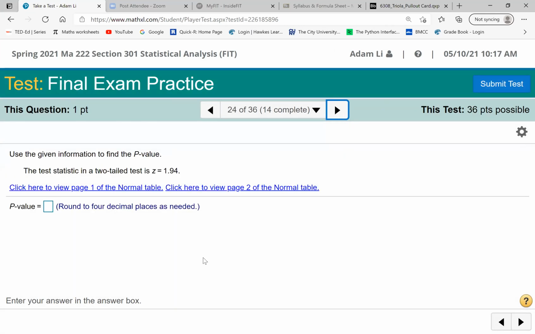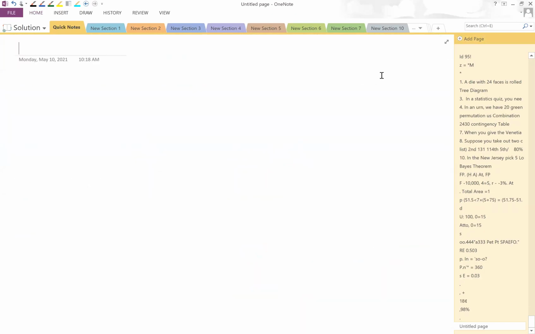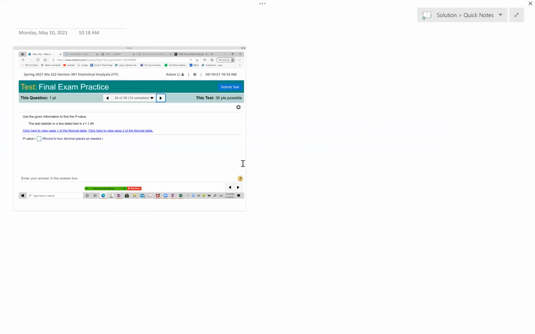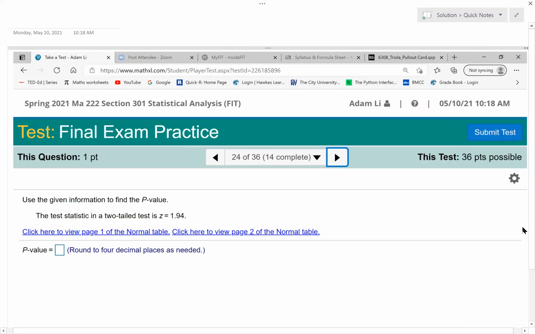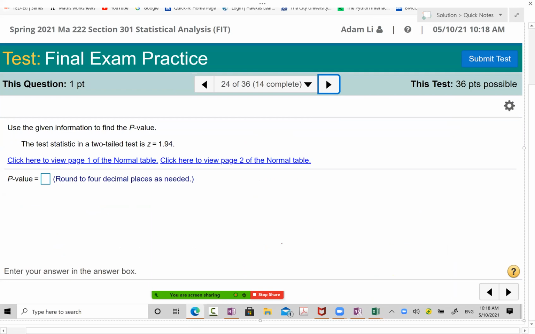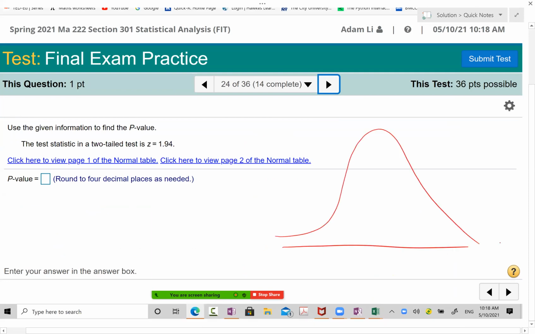And question 24, given the information, we need to find the p-value. The test statistic in the two-tailed test is z equal to 1.94, and we want to find the p-value. Basically, you want to find the probability on both tails, because it's a two-tailed test. So the one on the right tail is 1.94, and the other one on the left tail has z-score negative 1.94.